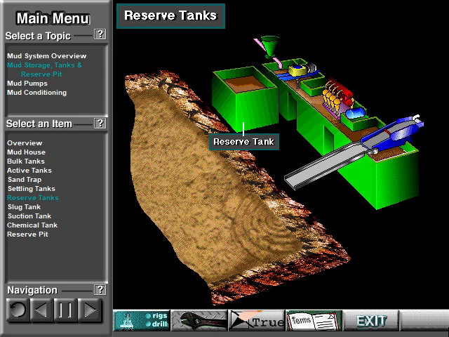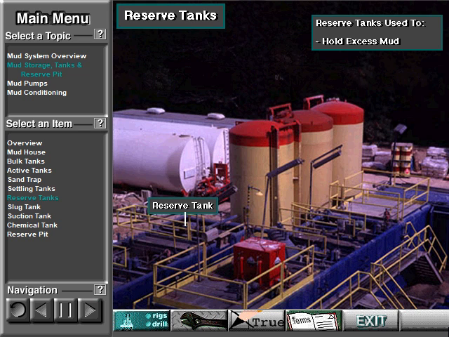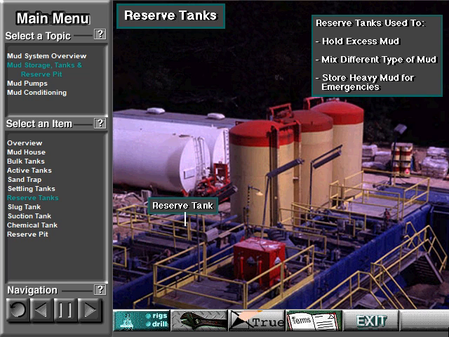Reserve tanks are not a part of the active mud tank system. Instead, the crew uses them to hold excess mud. Or they may use them to mix a different type of mud than the pump is currently circulating. They may also store heavy mud for emergency well control operations.